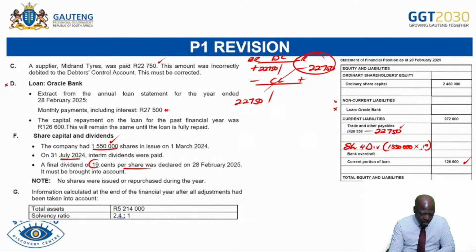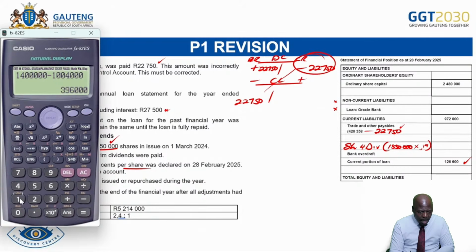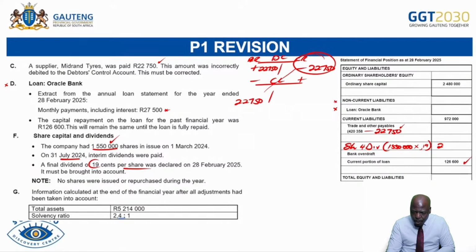How much is that going to give you? Okay, let's bring the adding machine back into the game. 1,550,000, then we multiply that by 19 cents per share. That would give us 294,500. So that gives you 294,500 here. That becomes your shareholders for dividends. And then no shares were issued or repurchased during the year.